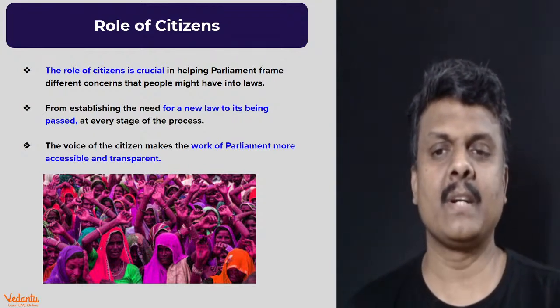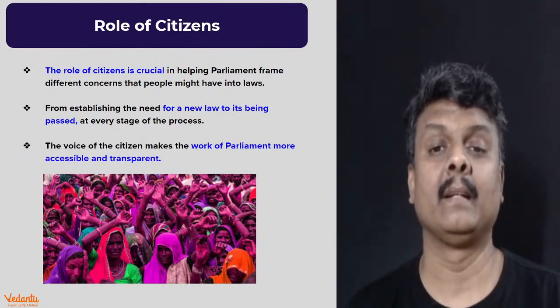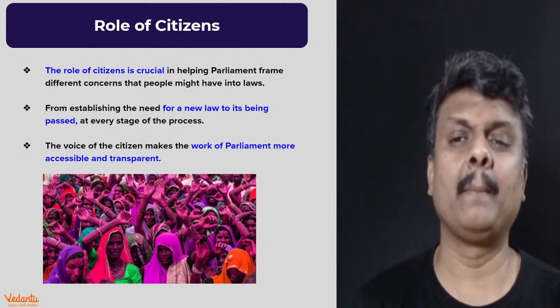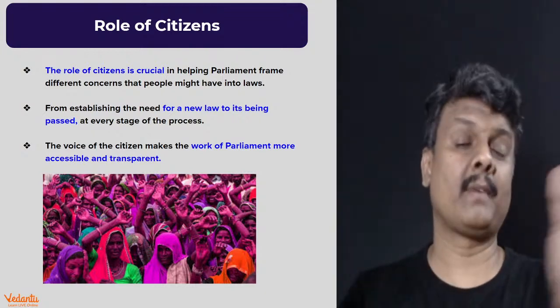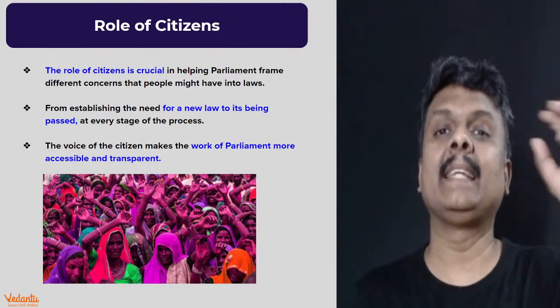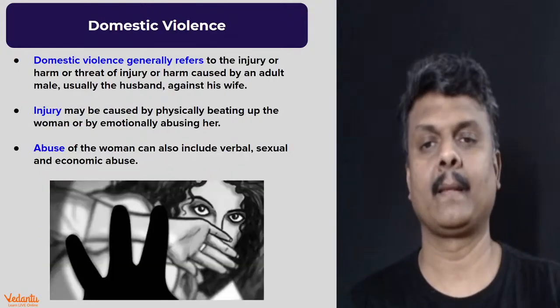So the voice of the citizen makes the work of the parliament more accessible and more transparent. What we need, we voice out as citizens and they pass laws for the same.